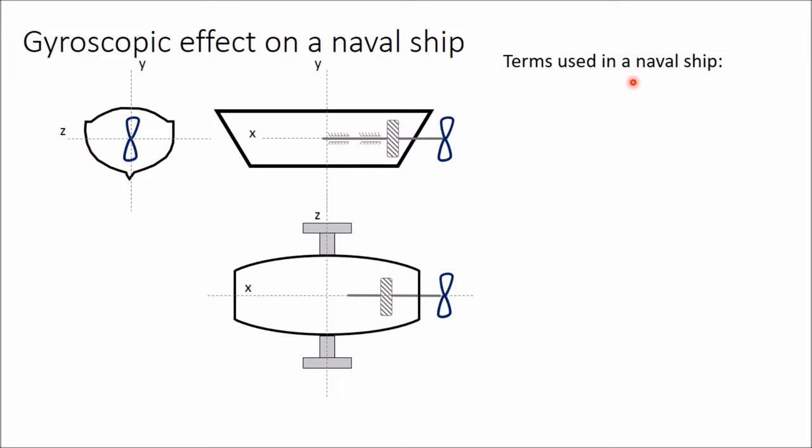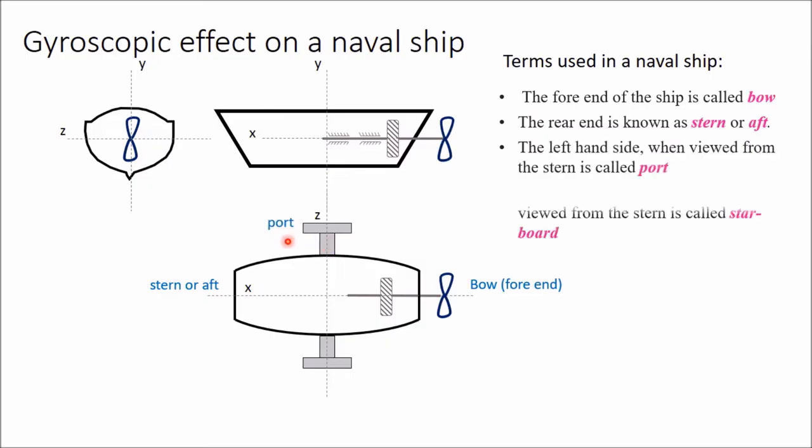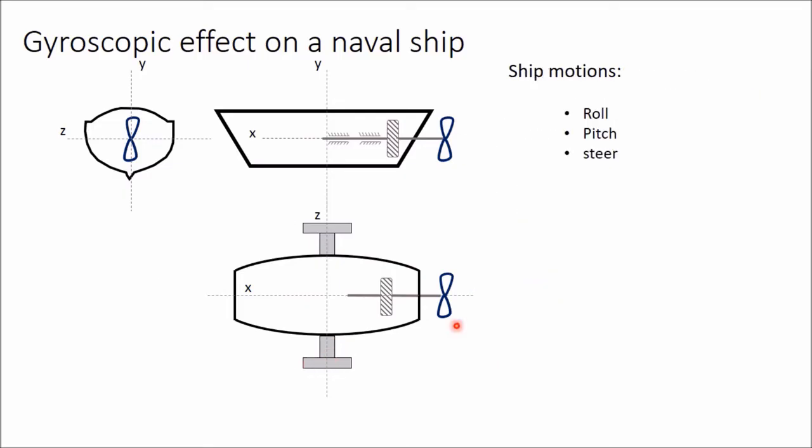Some terms used in a naval ship are: first, the fore end of the ship is called bow. This part of the ship, the rear part, is called stern or aft. The left part of the ship is called port, and the right part of the ship is called starboard. We will study the effect of gyroscopic couple on these three types of motion: rolling, pitching and steering.